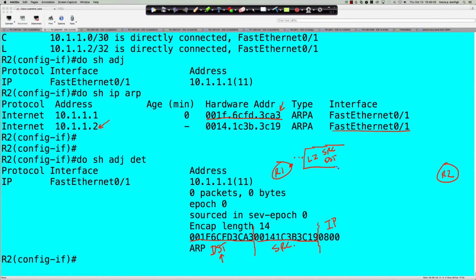And all router 1 needs to do is take a look at that information and make sure the destination is router 1. Hey, that's me. So then it peels off that header, and then it looks at the layer 3 information. It says, what do I see here in the header information? Well, I see the source IP address, which is going to be the outgoing interface of router 2, and I see the destination IP address.